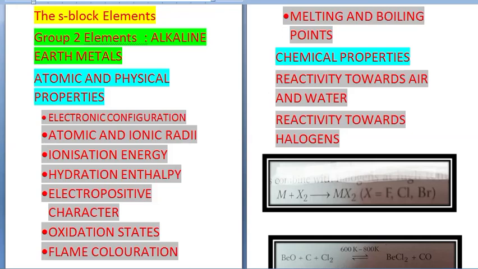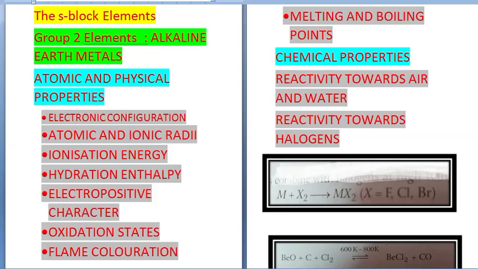First is electronic configuration. Now all the alkaline earth metals have ns2 configuration. That means in the outermost shell they have 2 electrons in the s orbital, and so the compounds of these elements are predominantly ionic or electrovalent.